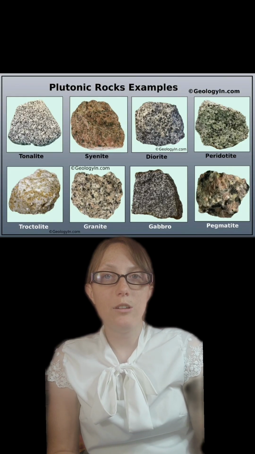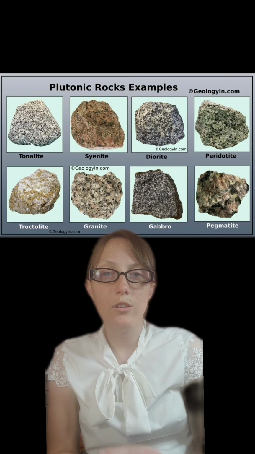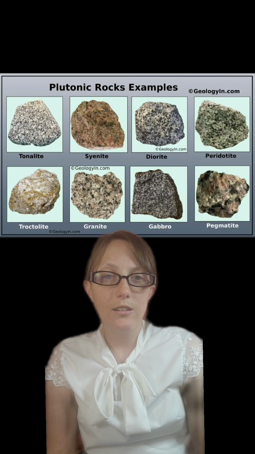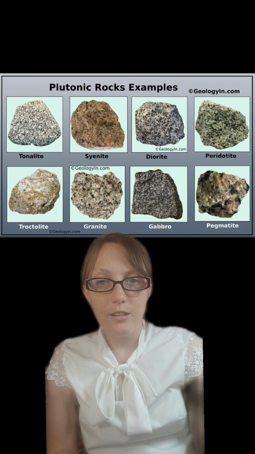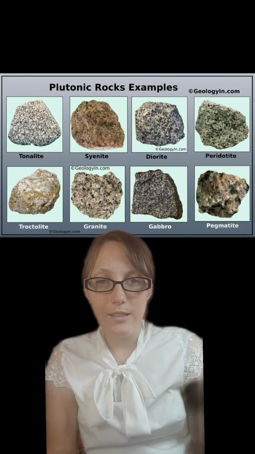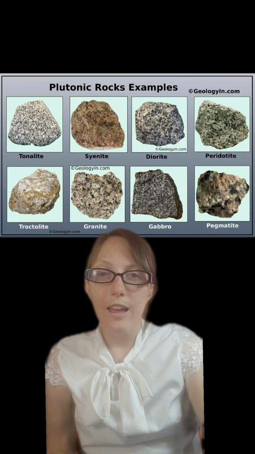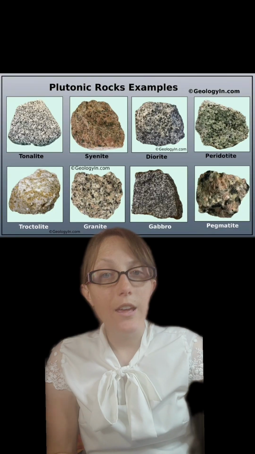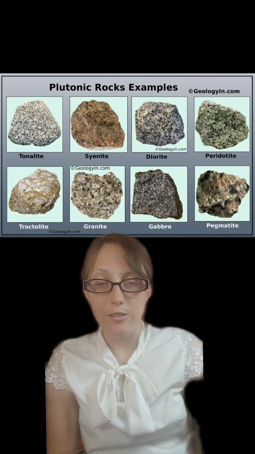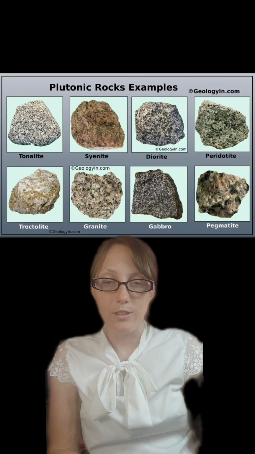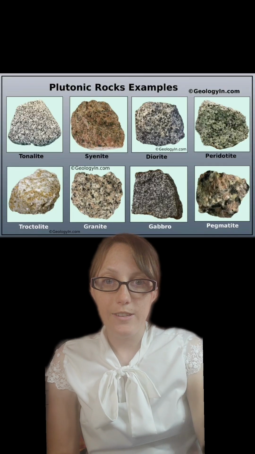And examples of plutonic igneous rocks include tonalite, syenite, diorite, peridotite, troctolite, granite, gabbro, and pegmatite. A lot of ites. And you can see in every one of these photographs they have very large, distinct crystals. You can tell that there are different types of minerals in these, and they are very obvious.